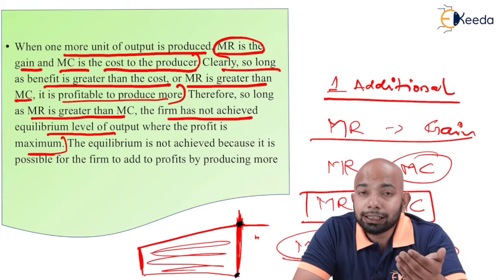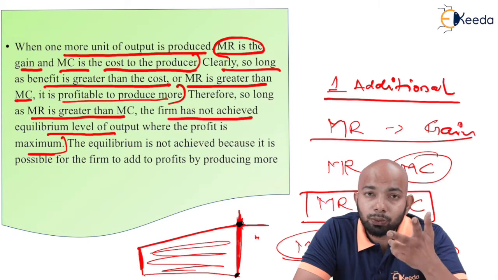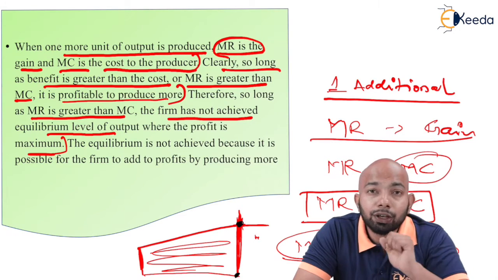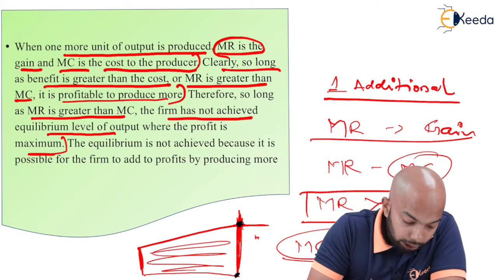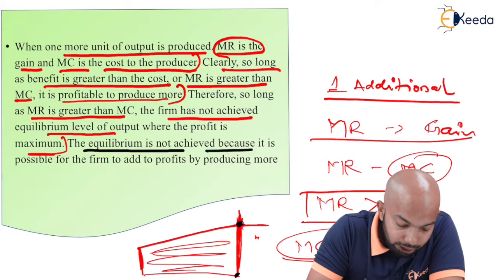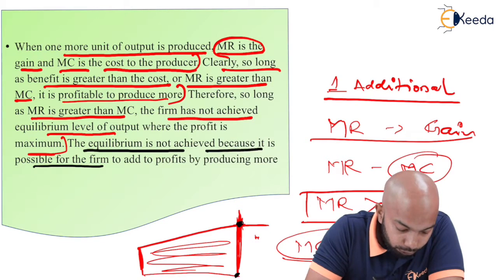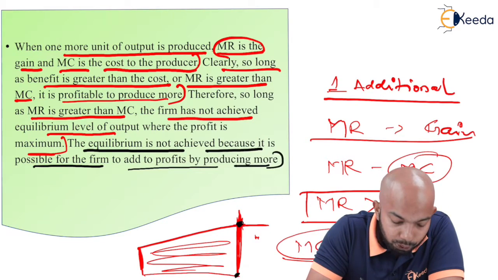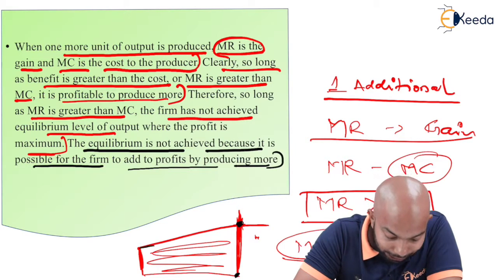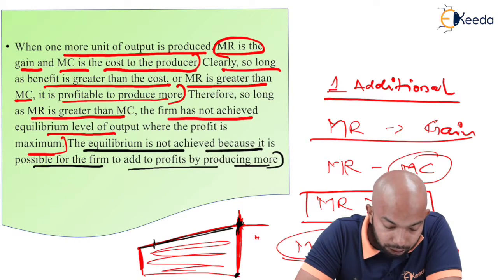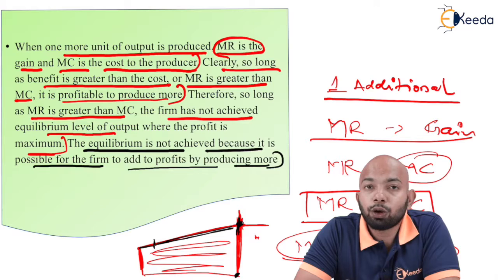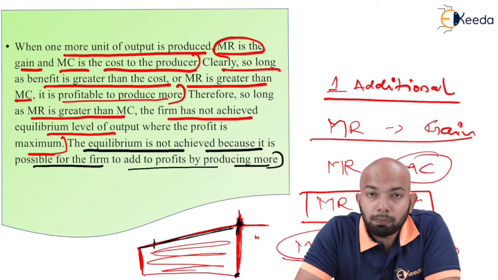Beyond this, everything is going to be completely vice versa, whereby cost will be increasing and revenue will be declining here. Hence, the equilibrium is not achieved because it is possible for the firm to add profits by producing more. Until this point, you can still produce these many units. Until you reach this point, you cannot say that the firm has reached the equilibrium point.